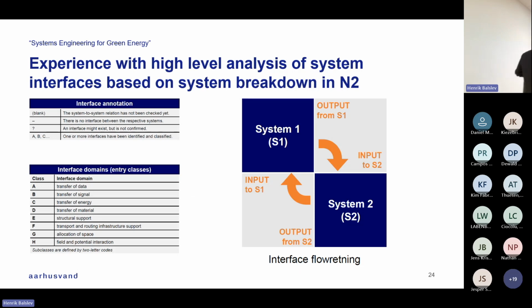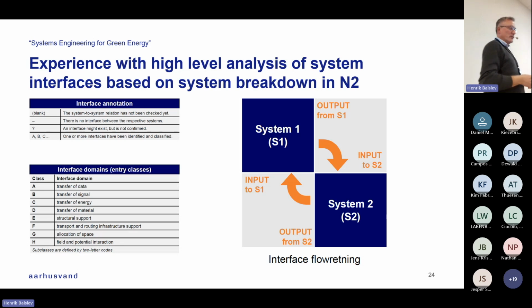And I think you are familiar with the N2 diagram. We have the systems horizontal and the systems vertical, and then you can map them together, system number 1 with system number 2 and 3 and 4 and 5. And then it's actually very simple.